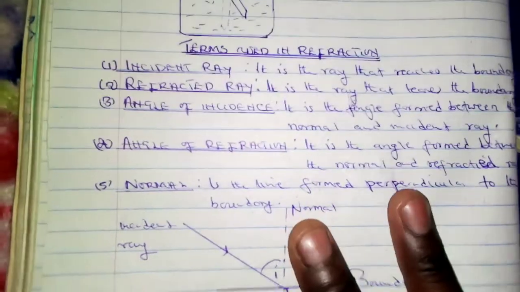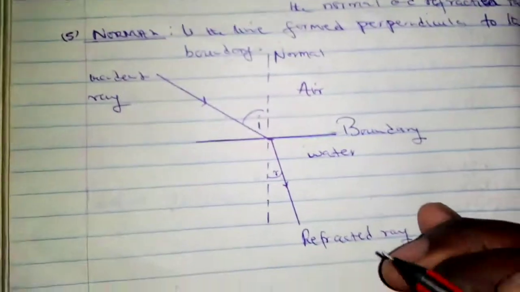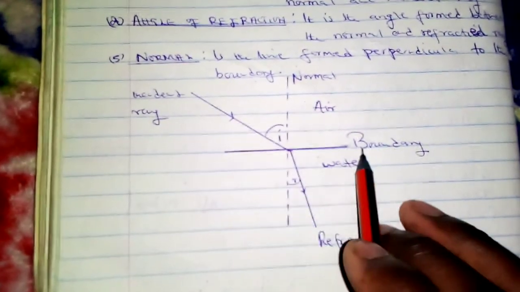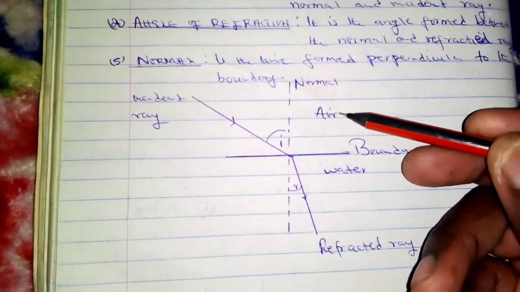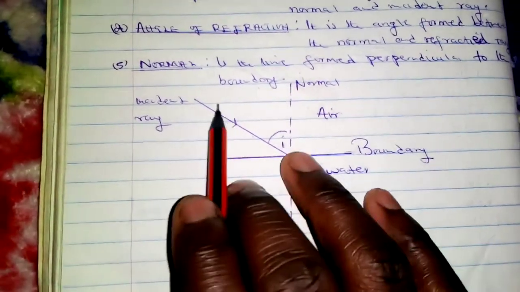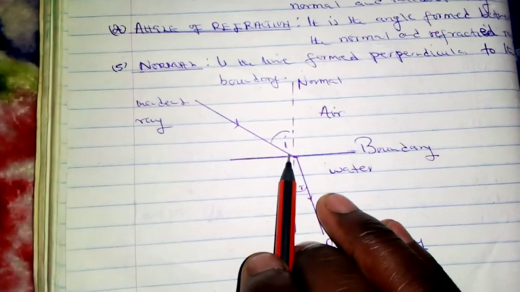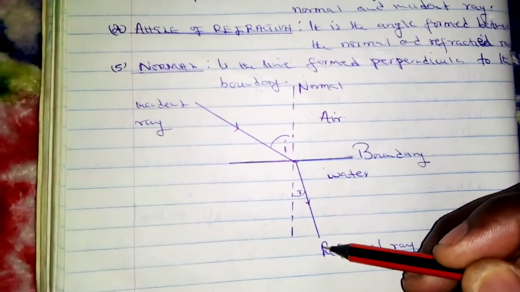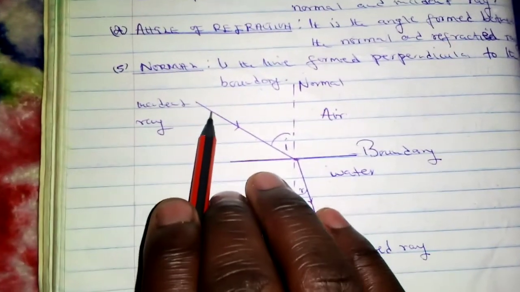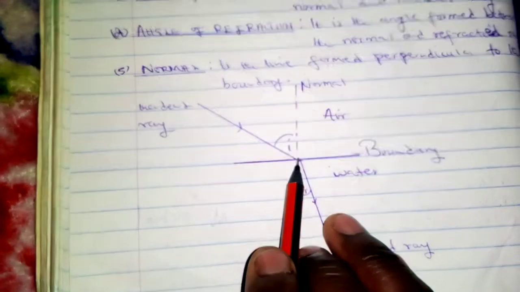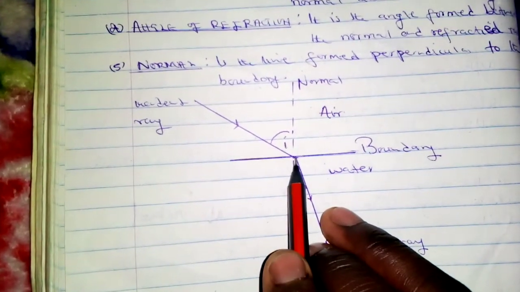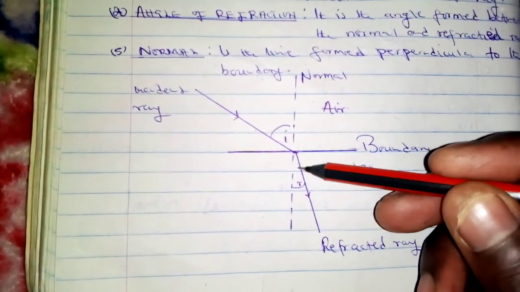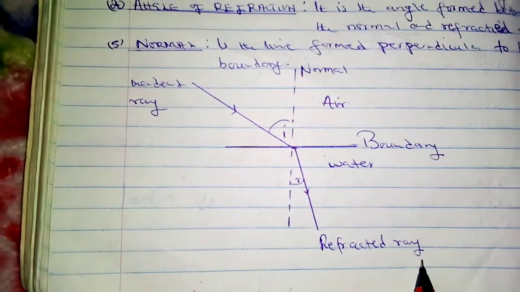So now, look at this concept. This ray of light, this is a boundary. So we have two media, air and water. Light is moving from air and then it goes to water there. This ray of light that meets the boundary is called the incident ray. Then the ray of light that leaves the boundary is called the refracted ray.